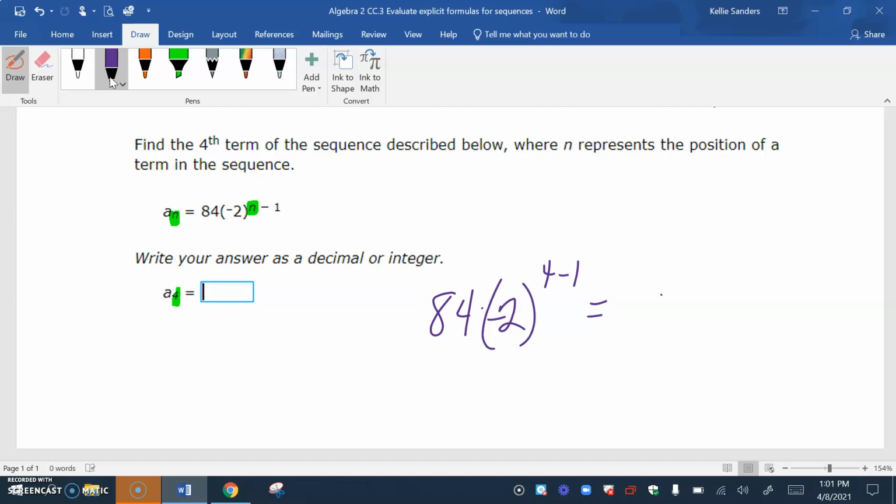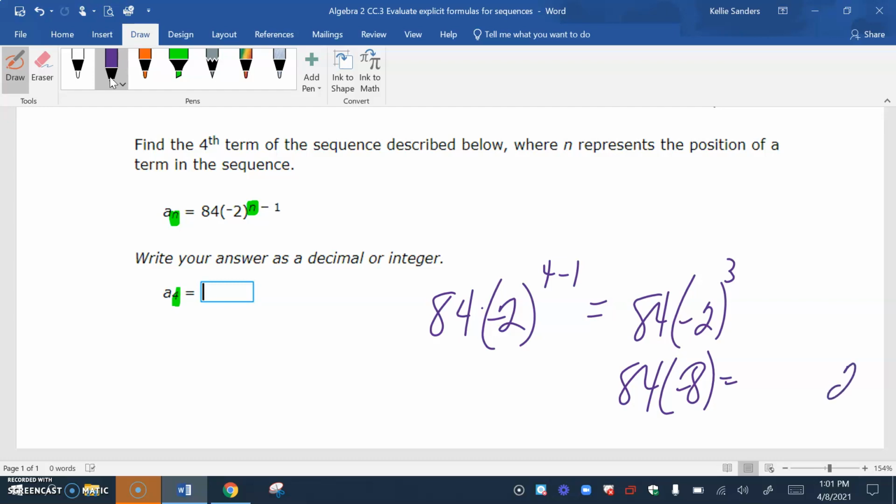Okay, so we have 84, -2 to the third. -2 times -2 times -2 is -8. 32, carry the 3, 64, 67 with a negative.